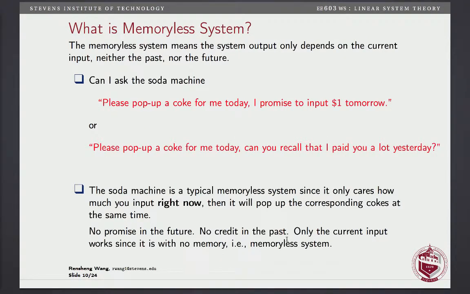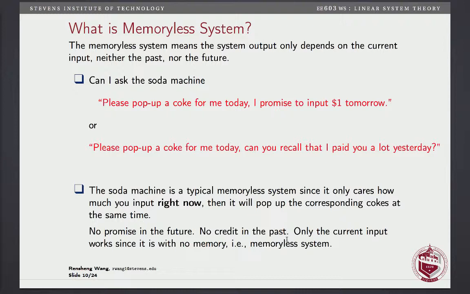The next one we talk about is the memoryless system. A memoryless system means the system output only depends on the current input, neither the past nor the future. If you ask the soda machine, it's a typical memoryless system. You can never say, hey, please pop up a Coke for me today, I promise to input $1 tomorrow. No, because the soda machine can never trust you in the future.